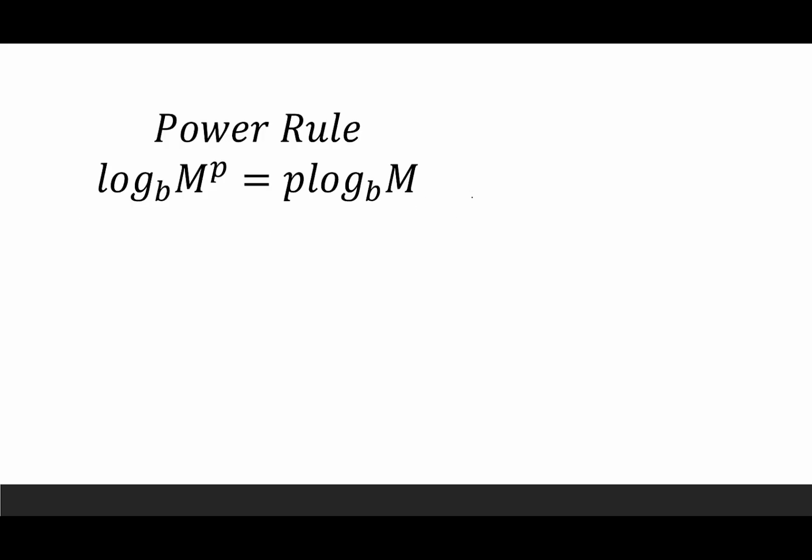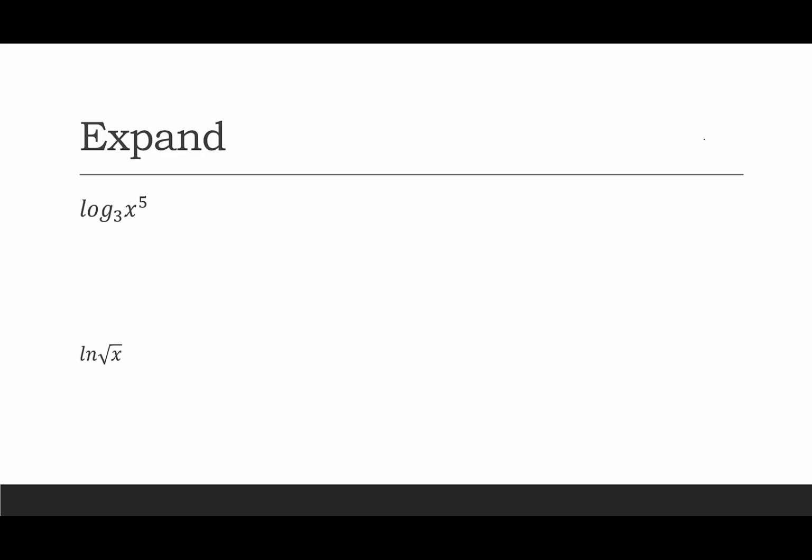We also have the power rule. Power rule says the log base b of m to the p is p times the log base b of m. That's like our exponent, a to the m raised to a power p. We multiply the powers. The log base 3 of x to the 5th, we're going to bring that power 5 in front, and I have the log base 3 of x. The natural log of the square root of x, let's start by writing that again as the natural log of x to the 1/2 power. So I want to express it as a power. Then I can bring that power in front, and I have 1/2 the natural log of x.